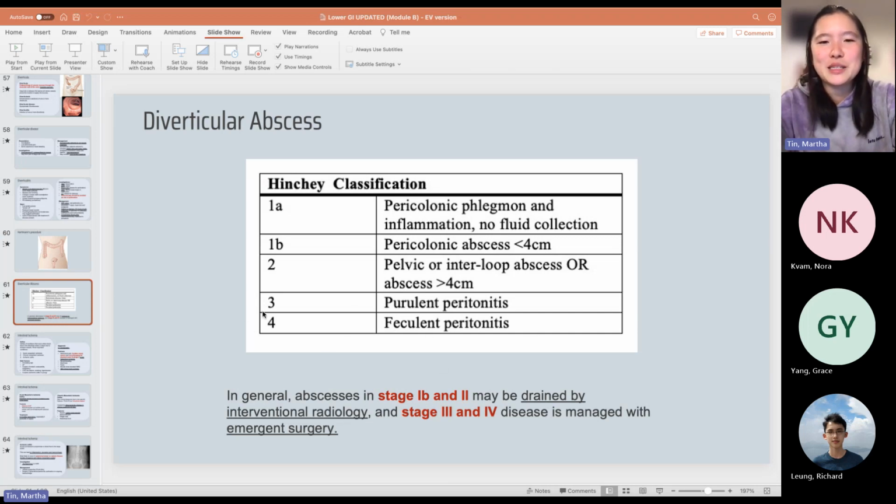So I'm hoping at this point this should be intuitive, that when someone's got peritonitis, like you're thinking there's literally pus in the abdomen or poo in the abdomen, this person needs surgery. They're probably quite unwell. So hopefully that should be relatively intuitive.